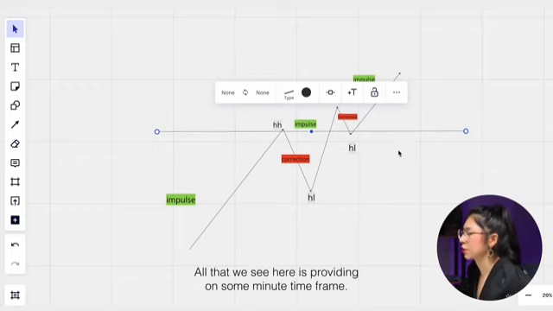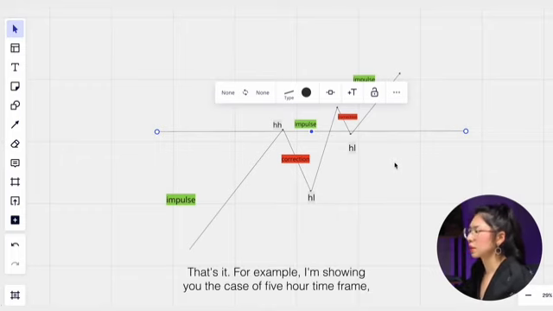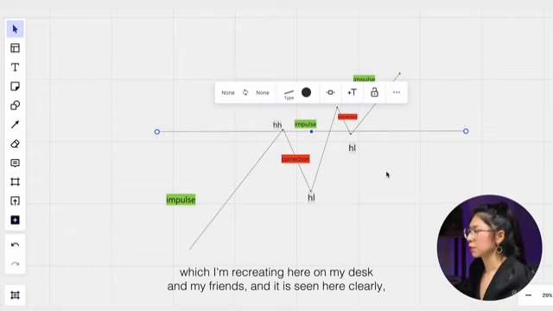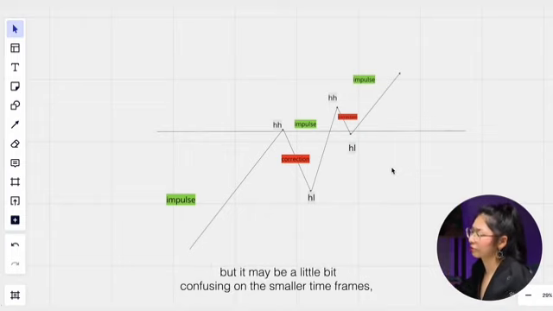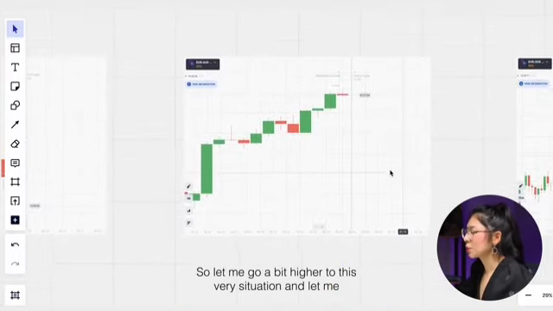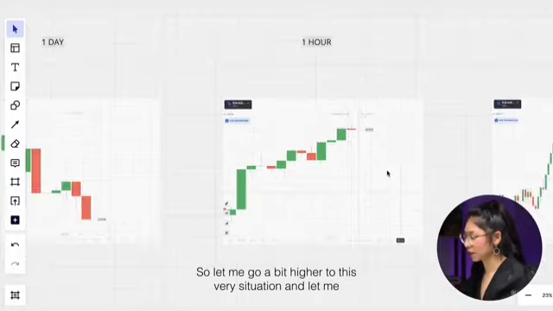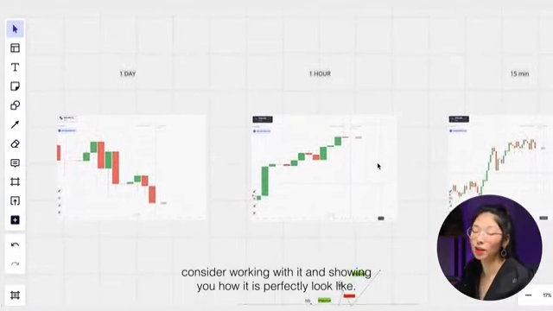All that we see here is providing us a minute time frame. And that's it. For example, I'm showing you the case of 5 hours time frame, and which I'm recreating here on my desk, and my friends, it's seen here clearly, but it may be a little bit confusing on the smaller time frames, which I'm going to talk to you about. So let me go a bit higher, so this very situation, and let me consider working with it and show you how it's perfectly look like.